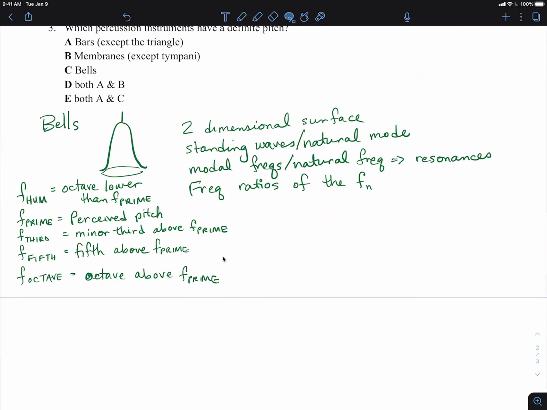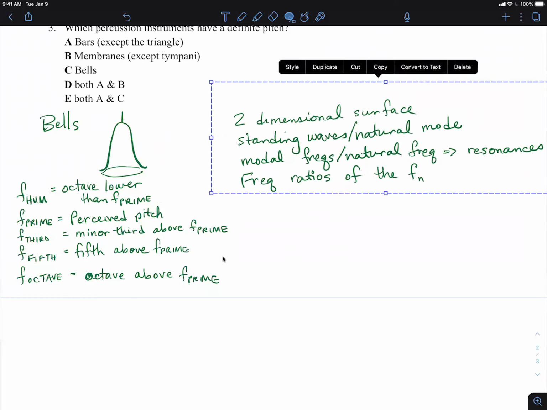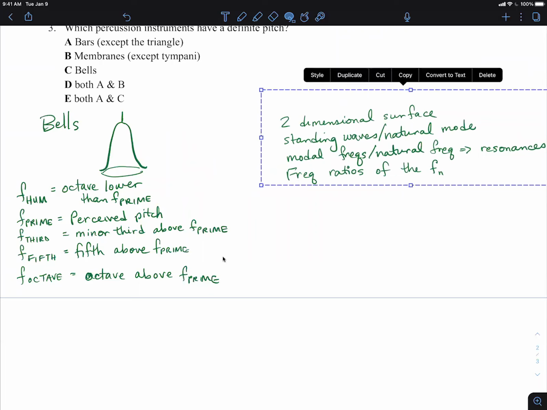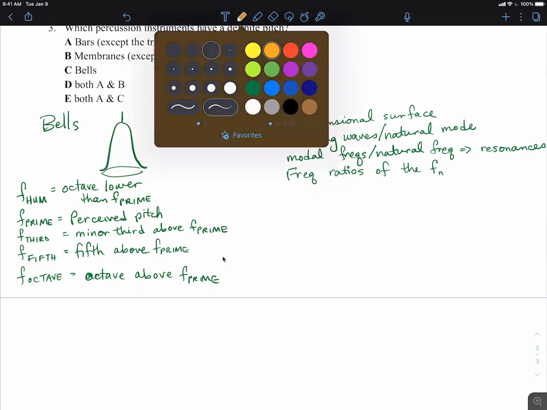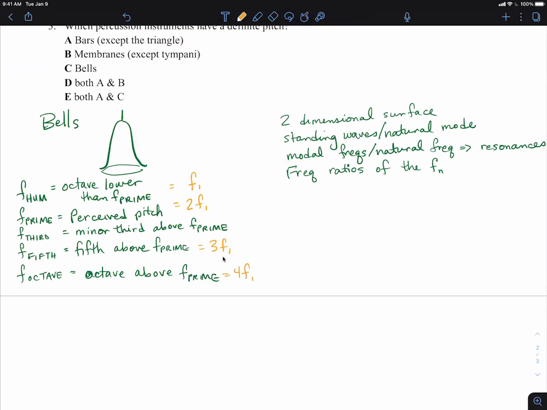Okay. So if you want to write it in terms of F1, that would be F1, 2 F1, 3 F1, 4 F1. And then this is the extra inharmonic partial. And that's why even in choir and stuff, if you ever sing a chord with a minor third in it, it has a bell-like quality.